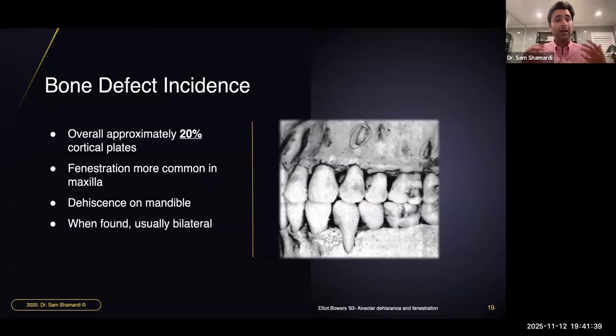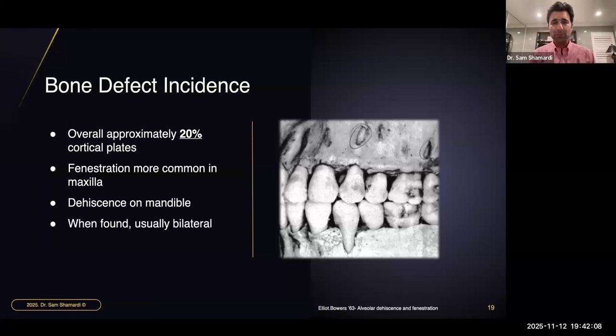As you can see, in 20%, one out of every five of our cortical plates, we naturally have these bone defects to begin with. But now, if you start throwing in factors like infection, like fistulas, like trauma, the percentage of these bony wall defects increases significantly. And again, we have to be able to identify these when we remove these teeth in order to then know how we're going to attack these cases.